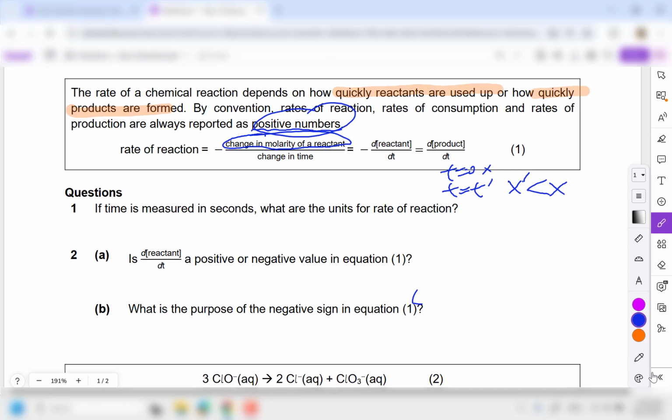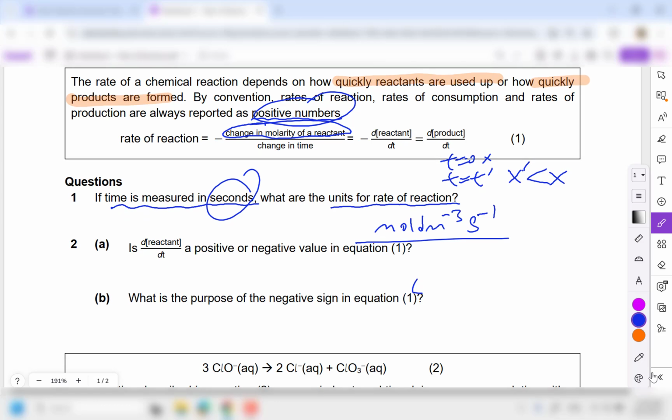Let's go through question 1. If time is measured in seconds, what's the unit for the rate of reaction? Because we are looking at change in concentration, we're looking at moles per dm cubed. Then we divide this by time, and time is measured in seconds, so this will be per second. So this will be the unit for the rate of reaction.